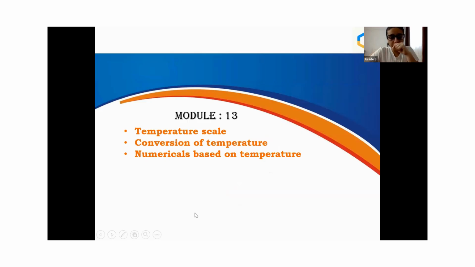Now, we are going to see the temperature scale. There are some SI units and some temperature numericals in your syllabus, which we will do today. So, before this, we will start this temperature topic.